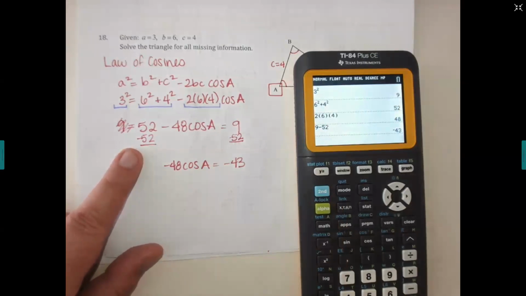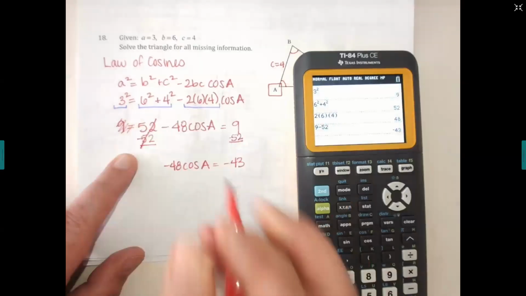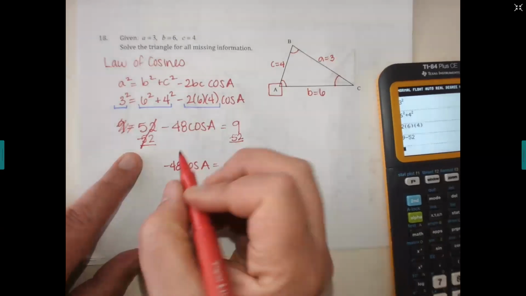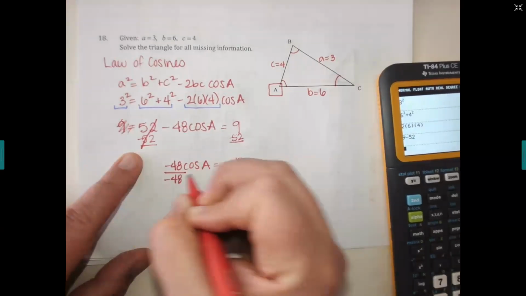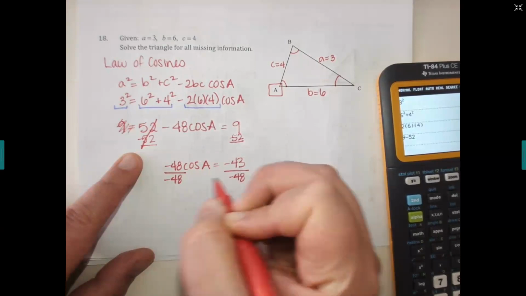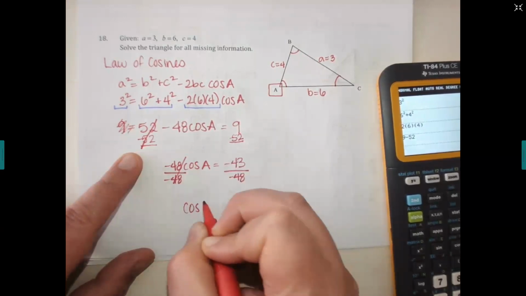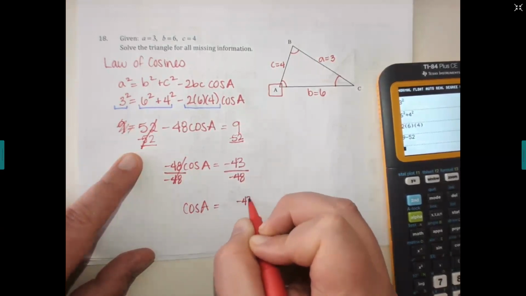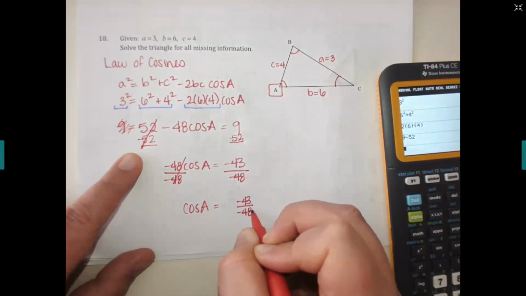Okay, then to get rid of my negative 48, see how it's right in front like that? That makes it a coefficient. So to get rid of it, I'm going to divide the 48 across to the other side. So I have cosine A equals negative 43 over negative 48.